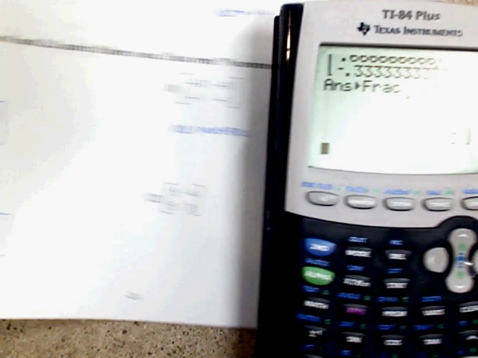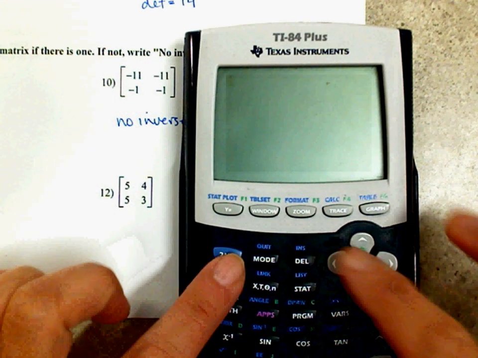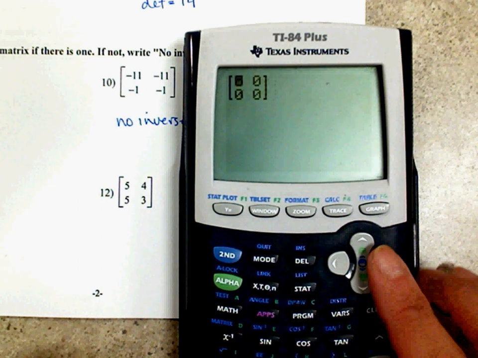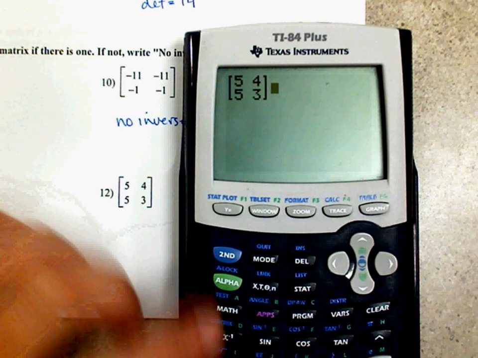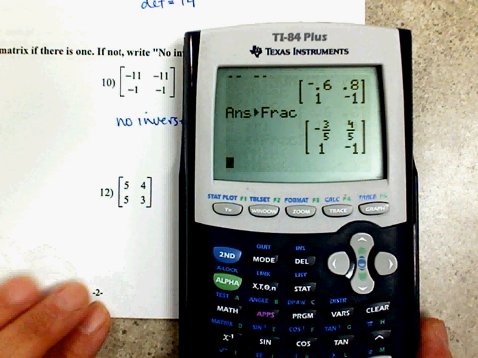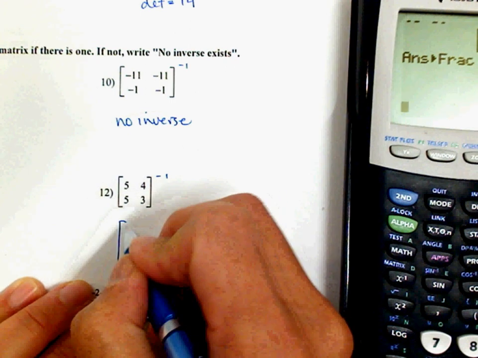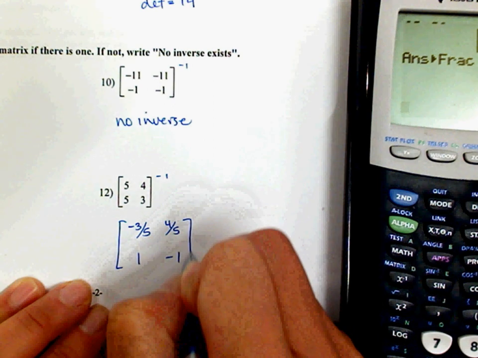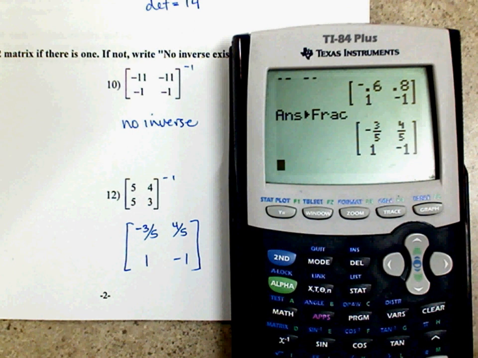Number 12, inverses. Okay, I'm going to clear that. Alpha zoom, a 2 by 2. You can also do a 3 by 3, a 4 by 4. Any one of those are perfect. All right, make sure your numbers are correct. Add your -1, and the inverse comes out to be math enter enter. Remember, we just added -1 to every one of these. So -3/5, 4/5, 1, -1. There you go. And there you have your inverses. And that's page 2 of your semester review.